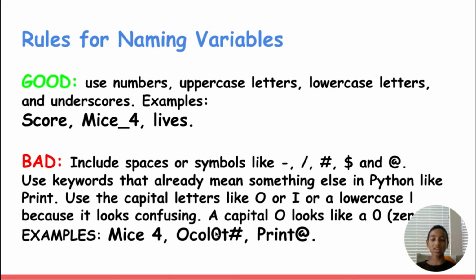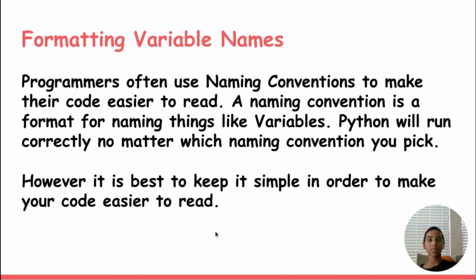Examples: mice with a space 4, you cannot have that. Ocelot with a hashtag, can't have that. And print at, which is already a thing.